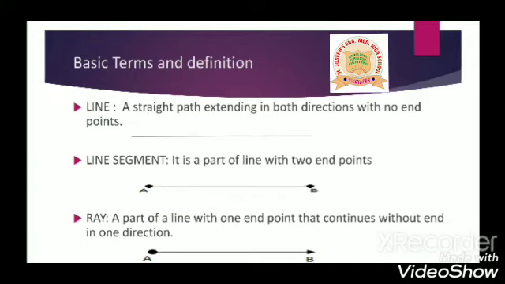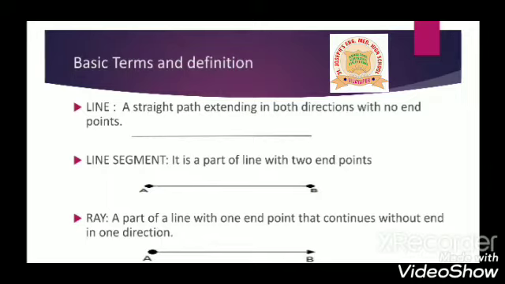Next are basic terms and definitions. Now what are these basic terms? Let us start with the line. A line is a straight path extended in both the directions with no end points. If you see that figure, there is no end point there. As you can see in the second figure, AB, there are end points. In the first figure, there are no end points, meaning it can be extended in both the directions, so it is called a line.